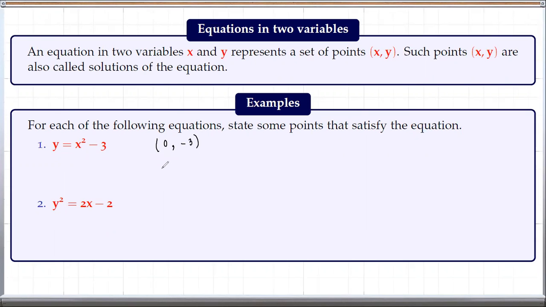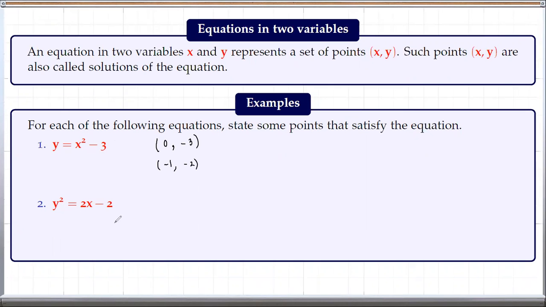We can have infinitely many solutions because there are infinitely many possibilities for values of x and y. As another example, I can take x to be negative 1. Then y will be negative 1 squared minus 3. So negative 1 squared is 1, 1 minus 3 is negative 2. So this is another solution. So these are a couple of solutions to this particular equation.